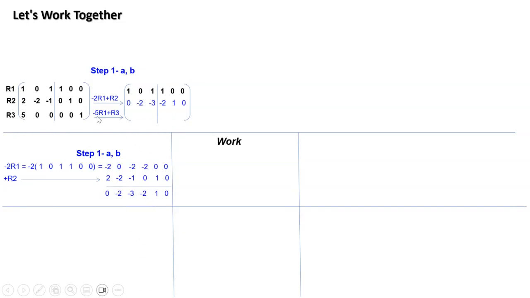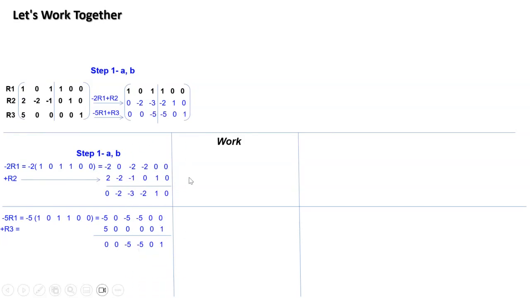Now for the second part, it's going to be -5 row 1. I'm going to multiply -5 times every element in row 1, and this is the result: -5, 0, -5, -5, 0, 0. I'm going to add it to row 3, right? So row 3 just comes over. That's going to give us 0, 0, -5, -5, 0, 1. So that's my new row 3.